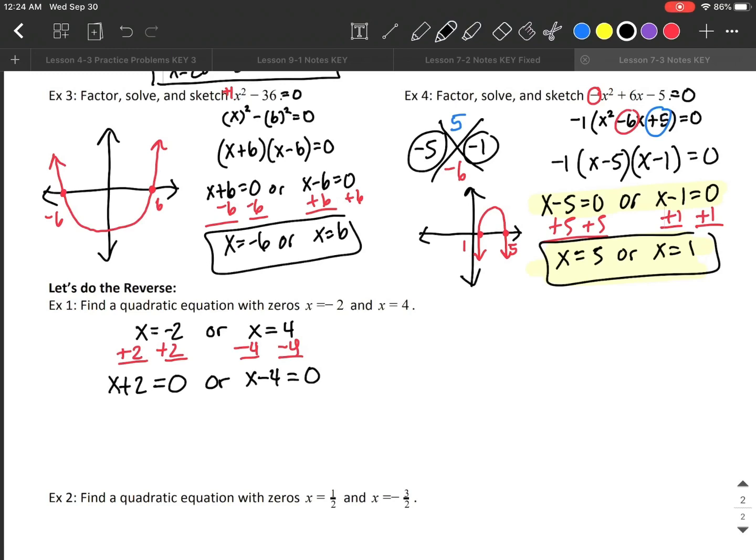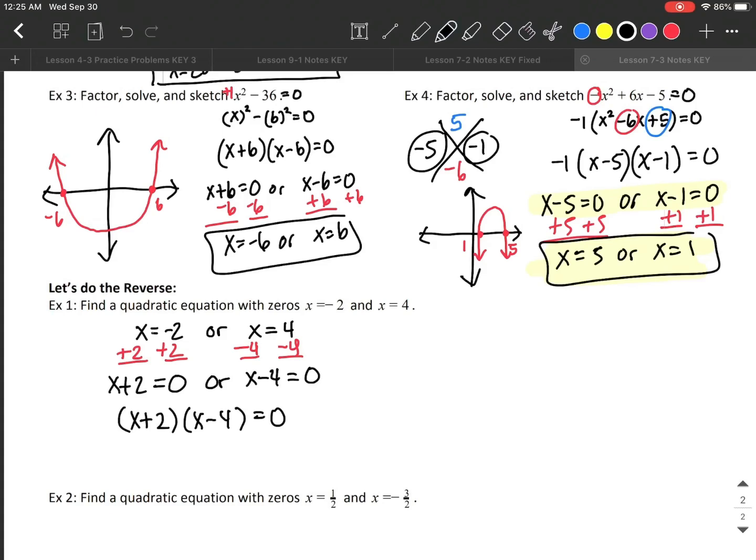Next step, I want to multiply those two things together. So I want to multiply the things that I have on the left-hand side. So I want to multiply x plus 2 times x minus 4 and set that equal to 0.